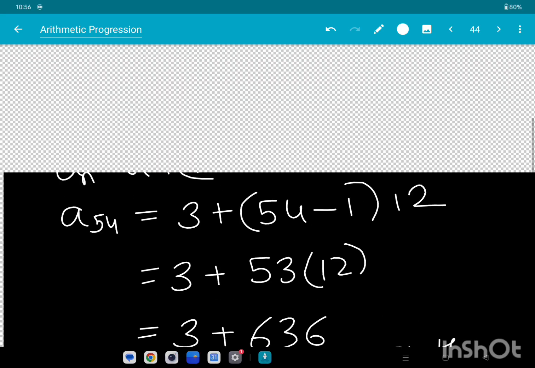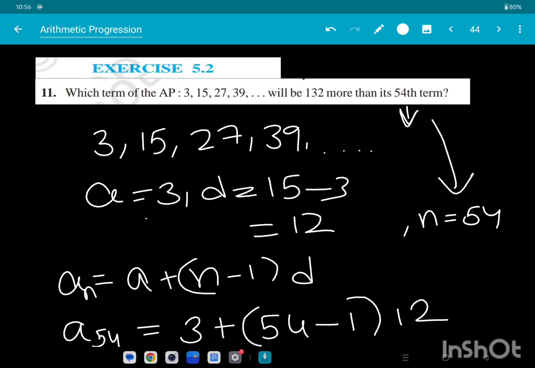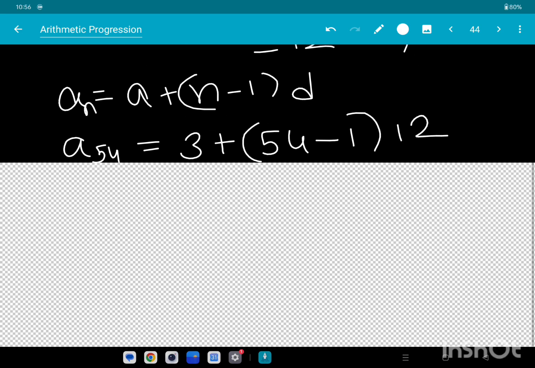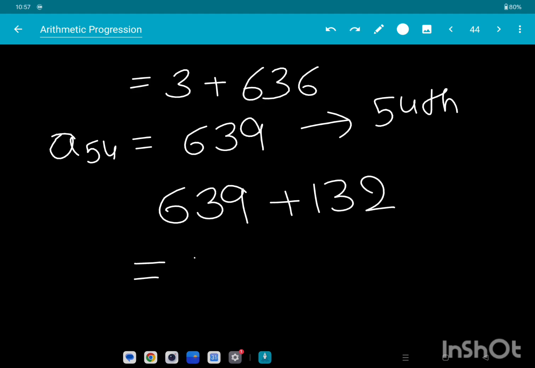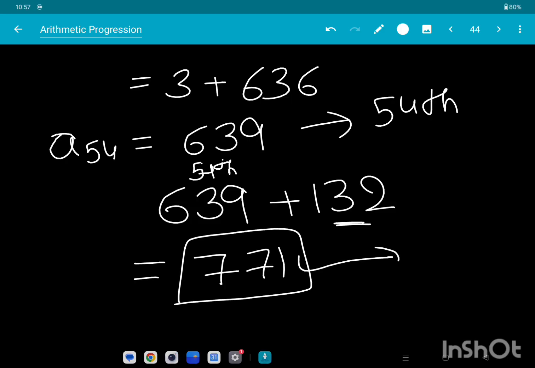639. What was given? 132 more than its 54th term. 132 more than means we need to add 132 to the 54th term. So what is the 54th term here? 639. Then we need to add 132 to this 54th term. Then what will I get? 771. So if I add 132 to the 54th term, then I will get the value 771.